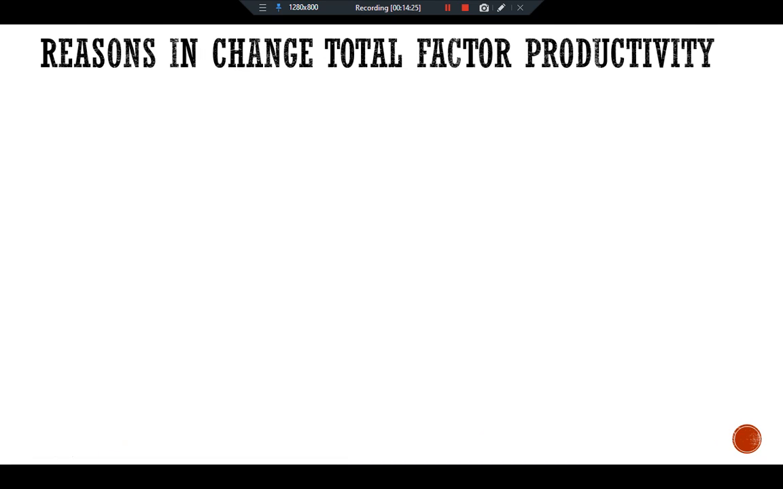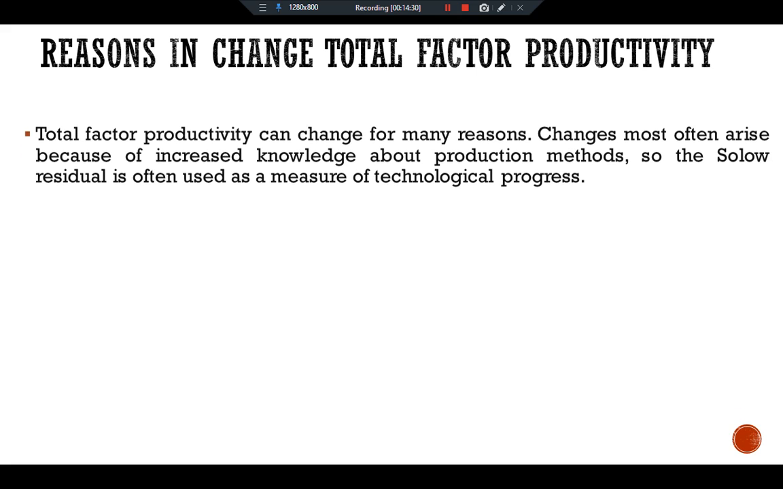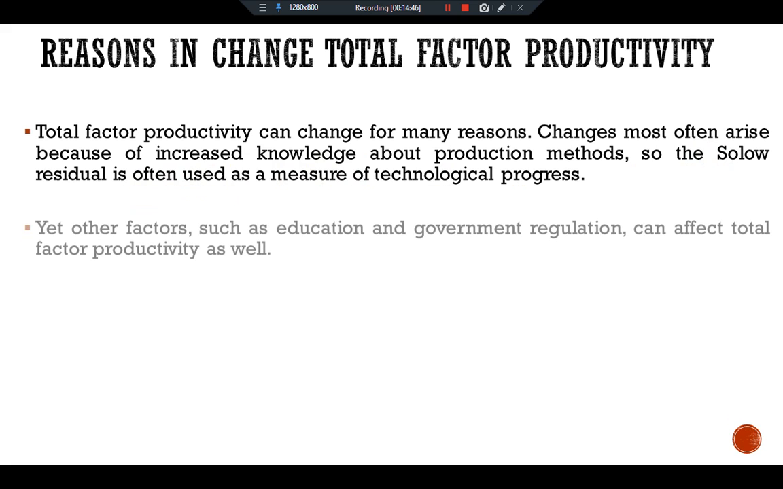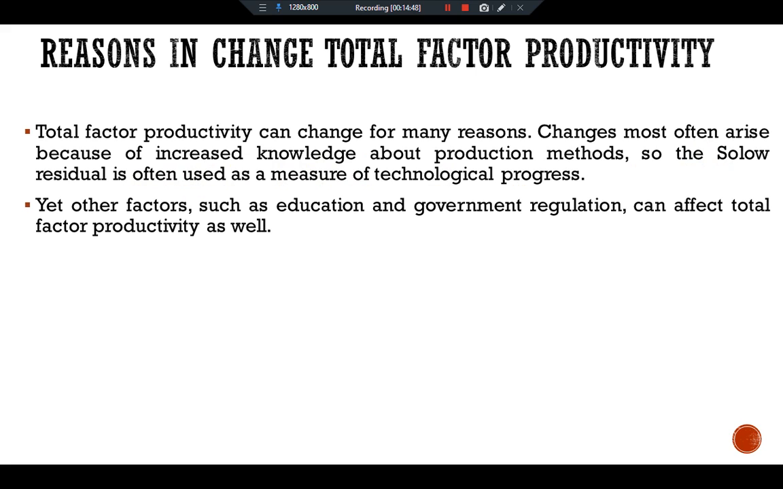Okay, reasons for change in total factor productivity. Total factor productivity can change for many reasons. Changes must often arise because of an increase in knowledge about production methods. So the Solow residual is often used as a measure of technological progress. Yet other factors such as education and government regulation can affect total factor productivity as well.